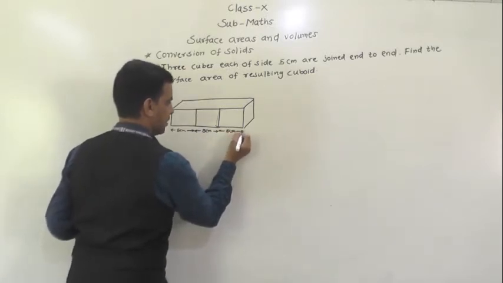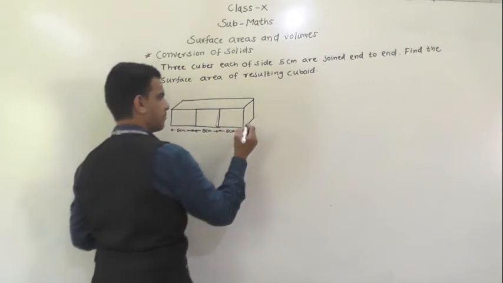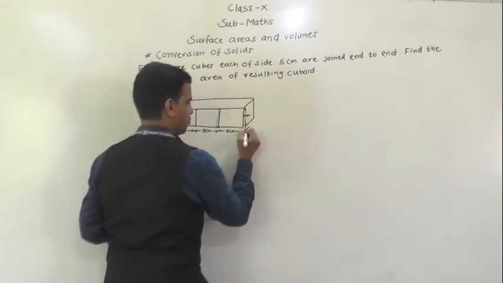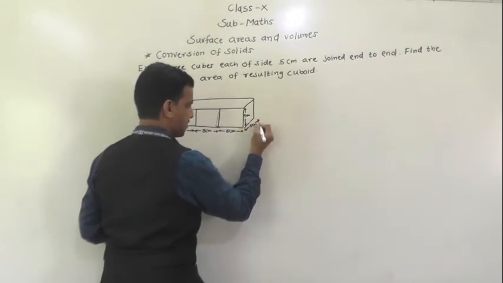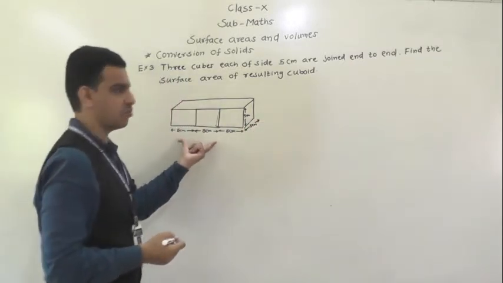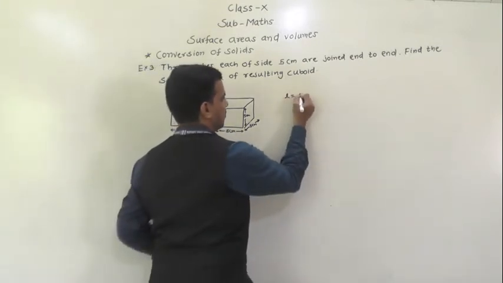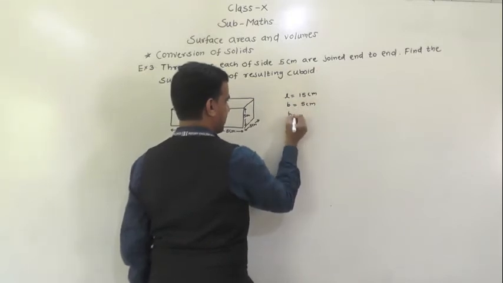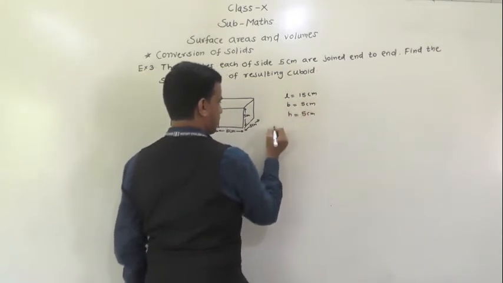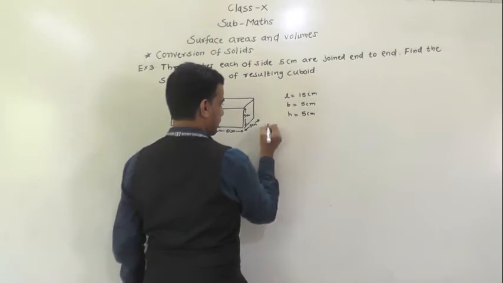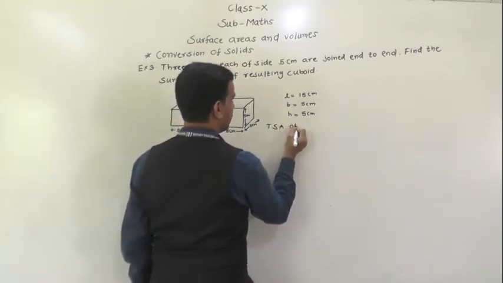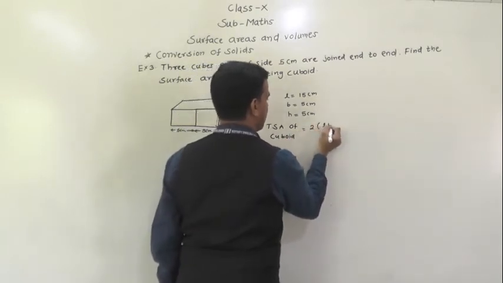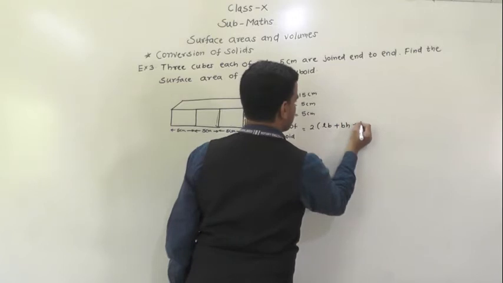So the length of the resulting cuboid is 15, and the breadth and height are 5 centimeter. The breadth and height remain the same, only the length changes. So L is equal to 15 centimeter, breadth is equal to 5 centimeter and height is equal to 5 centimeter. The surface area TSA of a cuboid is equal to 2 times (LB plus BH plus LH).